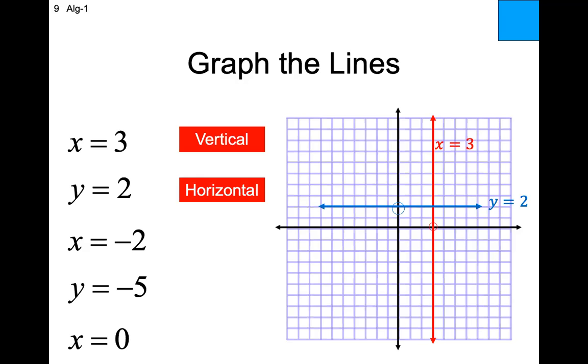Hey, x equals -2, vertical or horizontal? Vertical. You've just got to think the opposite. X goes like this, but the line is opposite. X equals is vertical. So I find -2 on the x-axis, -2 is right there, and I draw a vertical line.